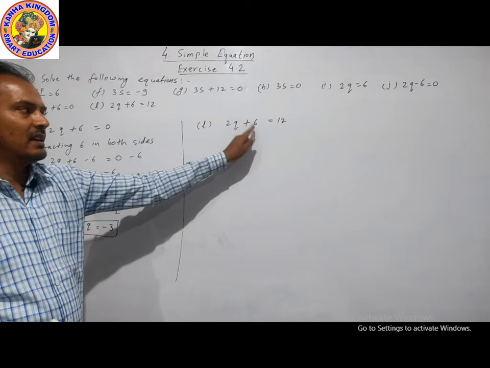Subtracting 6 on both sides. The equation is 2q plus 6 is equal to 12. Now subtracting 6, minus 6 and minus 6. Now plus 6 minus 6 cancel out. 2q. 12 minus 6, answer is 6.